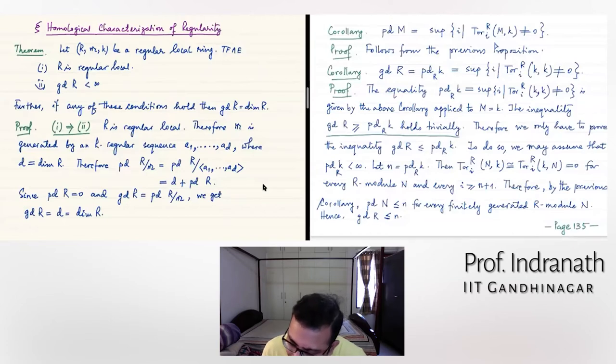Okay, so let us prove one implies two first. So R is regular local. Therefore, you know that M is generated by a regular sequence of the correct length, d, the Krull dimension. So if you look at the projective dimension of R mod M, because remember, what do we have to prove? We have to prove that the global dimension is finite. And you know already that projective dimension is the same as the global dimension. So if I can show that this is finite, then I'm done, basically. So this is the projective dimension of this, and this is d plus the projective dimension of R. Have we used some result here? Have you seen this in these slides?